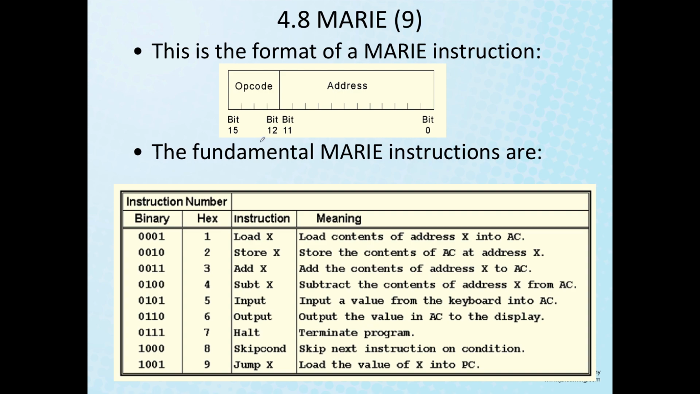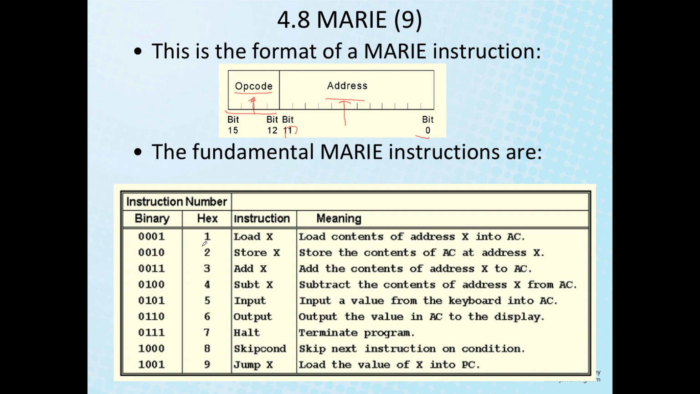Out of 16 bits, we use the upper 4 bits for the operation code. So we have 13 operation codes, and then the remaining 12 bits are for the address. When this opcode, operation code, needs some memory location, that memory location is specified in this field.